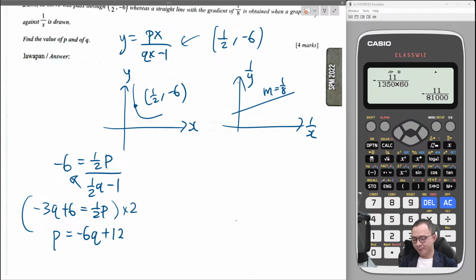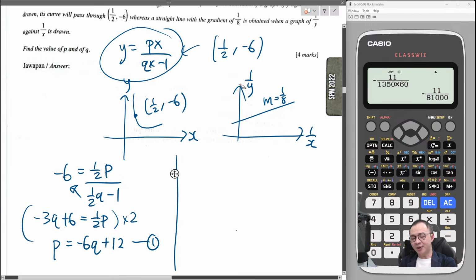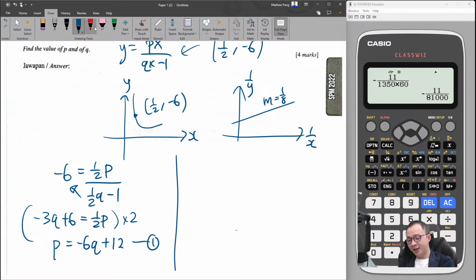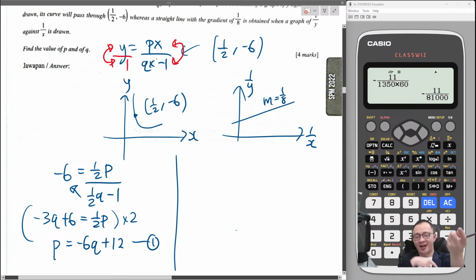Okay, yeah, this is my first equation. Then here, I will rearrange my equation to find my gradient. So this equation, if you see carefully, is y over 1, right? So I'm going to flip over my fraction. Do you see? I'm going to terbalikkan sampai pecahan.